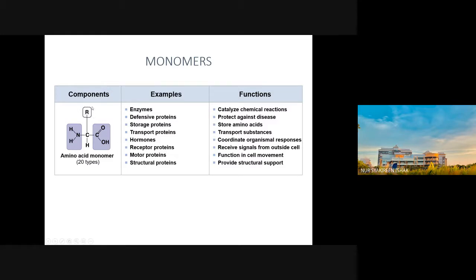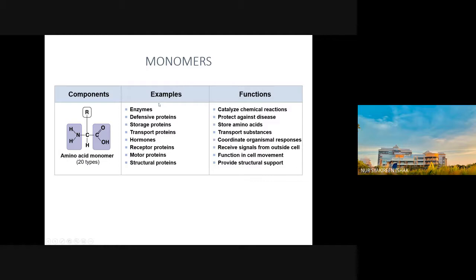So there are many side chains that will determine the type of amino acids in certain proteins. The structure of this amino acid, you have to remember how to draw this molecule. These are examples of protein. Protein, which is the monomer, is amino acid.